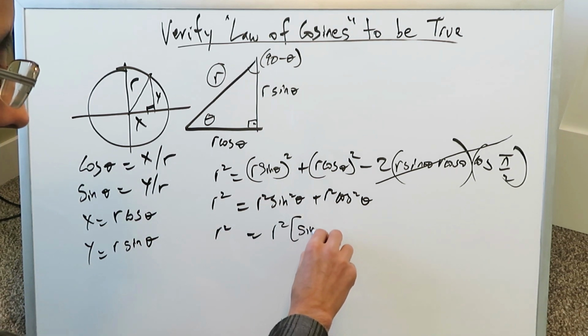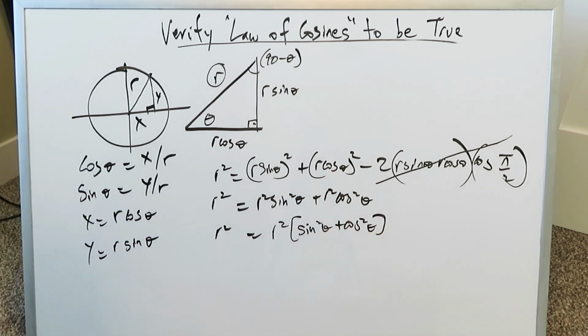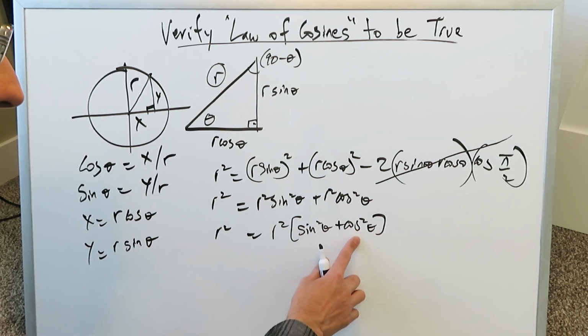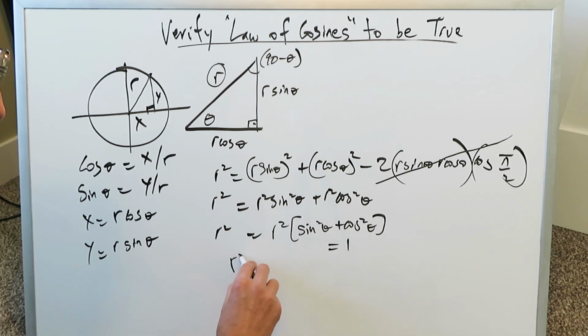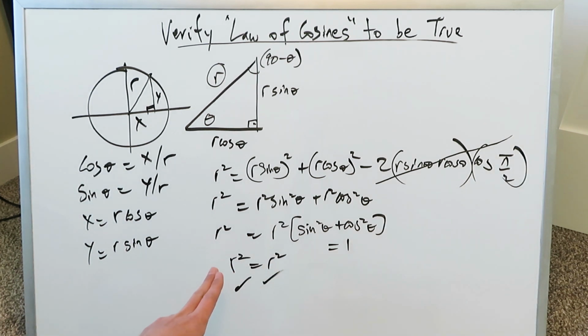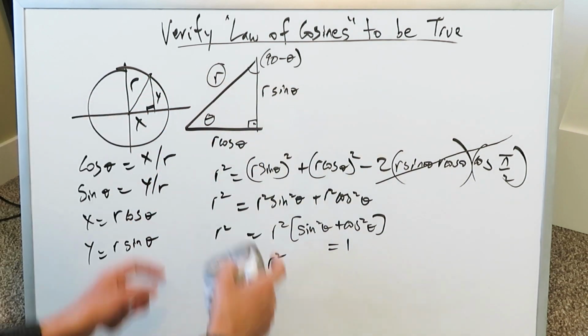You have sine squared theta plus cosine squared theta. You know by means of a trigonometric Pythagorean identity, sine squared theta plus cosine squared theta always equals 1. This right here is equal to 1. In essence, you're left with just r squared is equal to r squared, and it proves out to be true. So we've shown that the law of cosines is indeed true utilizing this angle and its opposing side.